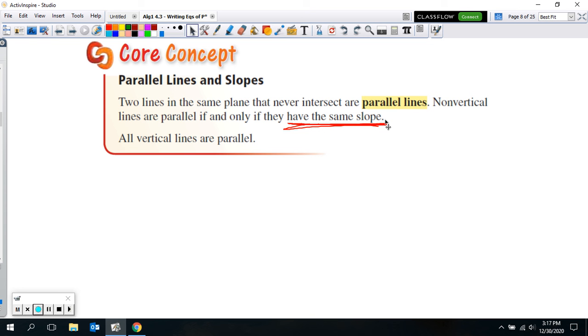So whether you're looking at the lines and you're seeing their rise and their run, or the change in y over the change in x, or you're just looking at the slope-intercept form and you notice what the m is, if they are the same, then they're parallel lines. Also, as you can see from this, it says they never intersect. Parallel lines will never intersect. So that's something that's always true about parallel lines. Not just vertical lines are parallel, but all horizontal lines are parallel as well.